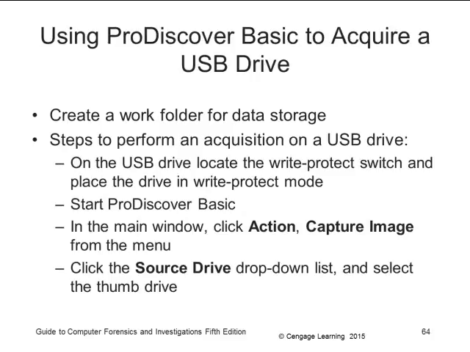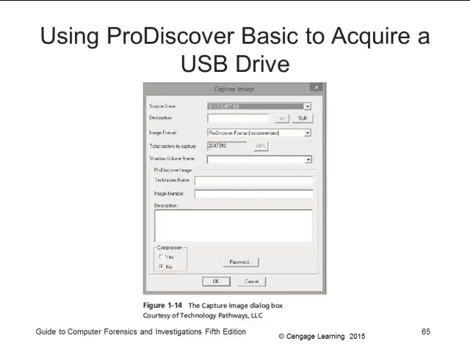First of all, you create a folder for data storage, and you perform an acquisition on a USB drive. On the USB drive, locate the Write Protect switch and place the drive in Write Protect mode so nothing changes on it. Start ProDiscover Basic. In the main menu, click Action, capture image from the menu, click the source drive drop-down list, and select the thumb drive. Now this, as far as memorizing this part, you really get it when you do it, more than when I'm talking about it. So we're going to do an exercise like that.